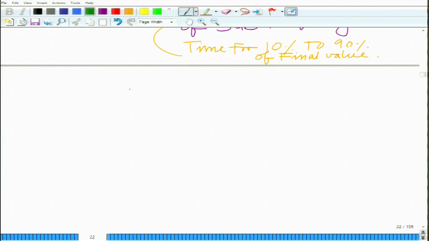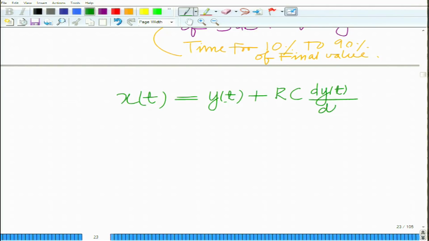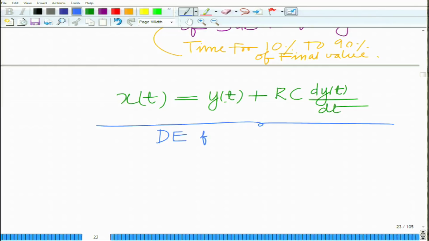Now, we have seen this several times before: the input voltage x(t) is the voltage across the capacitor plus the voltage across the resistance, which is I times R, but I is C dV by dt, where V is the voltage across the capacitor. So, this is RC dy/dt. This is basically the differential equation for the input/output relation of the RC circuit.